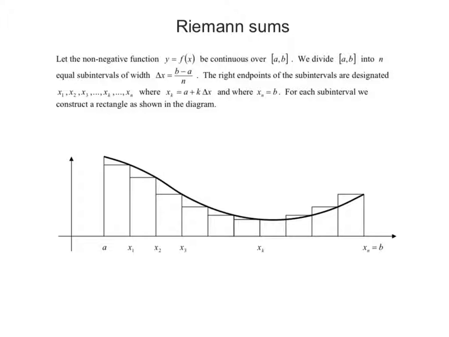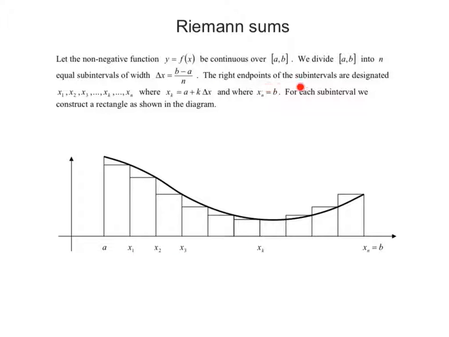So I do want you to copy this down. Let the non-negative function y equals f of x be continuous over a to b. We divide a to b into n subintervals, and here's the key. Our width we're calling delta x. And to get that delta x, we just take b minus a, and we divide by the number of rectangles that we want.